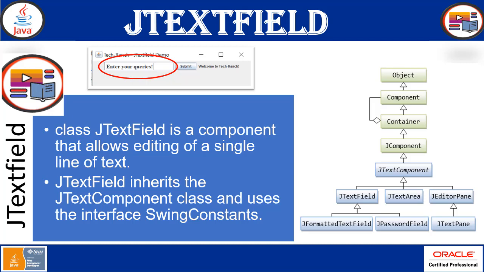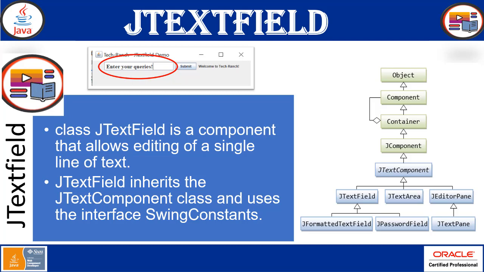JTextField is an object of a class which is a text component that allows the editing of a single line of text. If you take a look at the class hierarchy in the Swing Graphical User Interface API, it starts from the Object class, which is extended to Component and then Container and then goes to JComponent. Now from the JComponent class, it is categorized based on the text type of component, where there are three other subclasses called JTextField, JTextArea and JEditorPane.